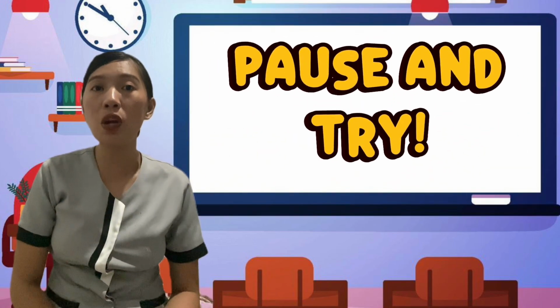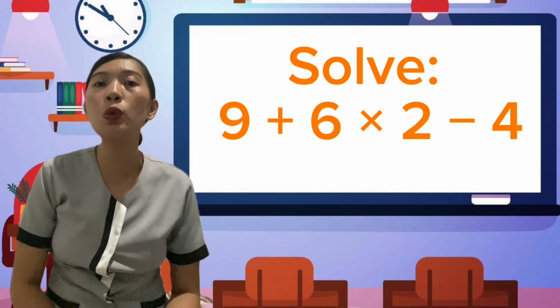Now, let's pause and try. Solve 9 plus 6 times 2 minus 4.